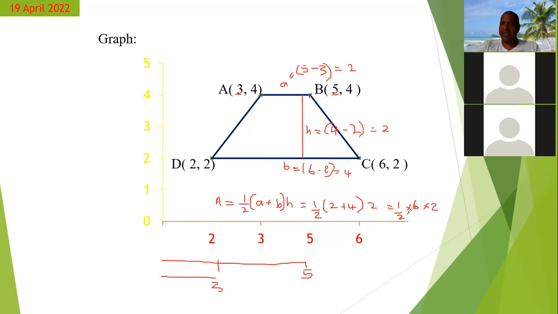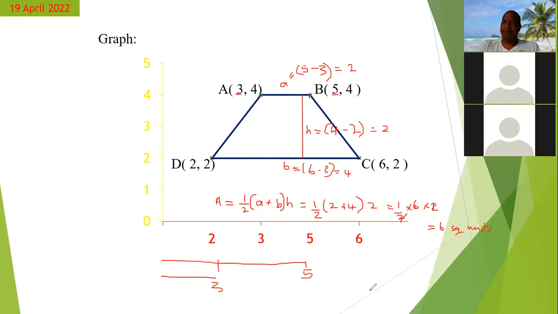Now, you can easily cancel this 2 with this 2. Yes, sir. And you only have 6 remaining. This now gives you the area of 6 square units. And so that's how we would work out the area for the trapezium.